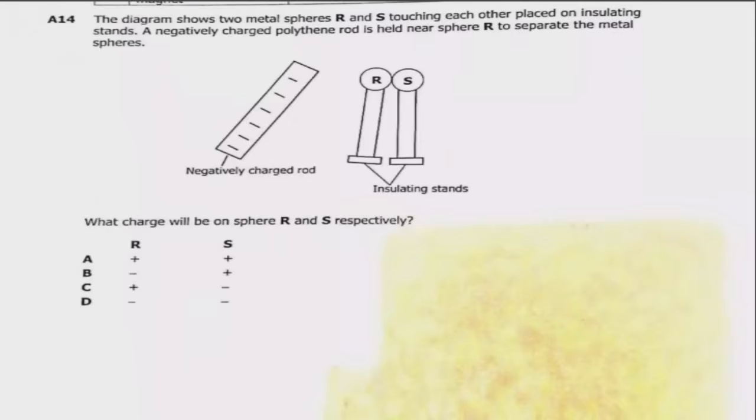Okay, question 14. The diagram shows two metal spheres R and S touching each other, placed on insulating stands. A negatively charged polythene rod is held near sphere R to separate the metal spheres. We have the negatively charged rod here and insulating stands there. So the actual question is, what charge will be on spheres R and S respectively?